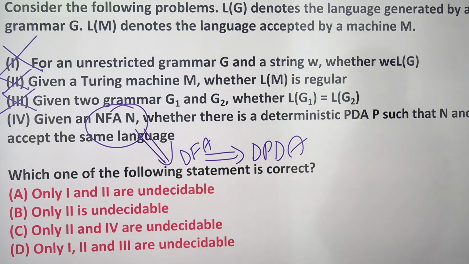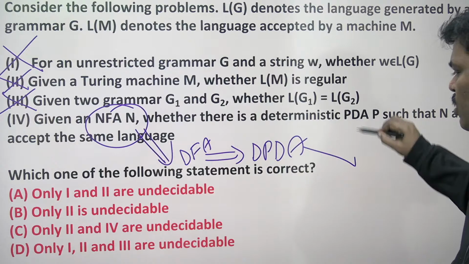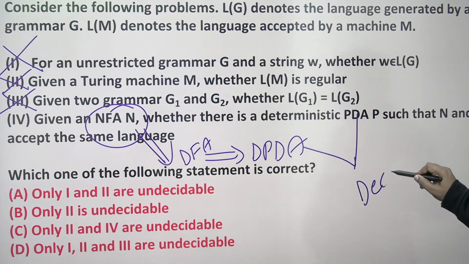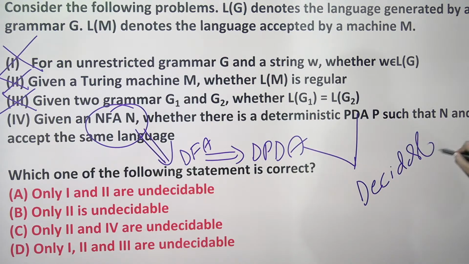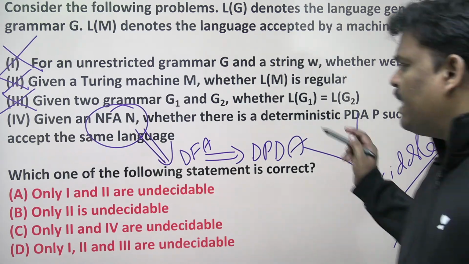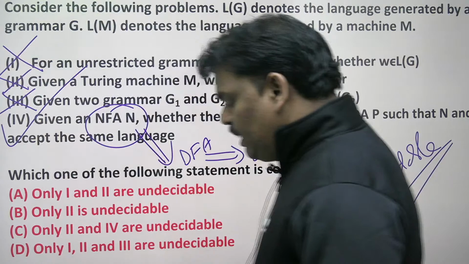NFA means DFA there. DFA means DPDA also there. Everyone knows regular means DCFL also. So, are two DPDAs equal or not? Decidable. It is decidable. Equality between two DPDAs is decidable. It is a tricky part.